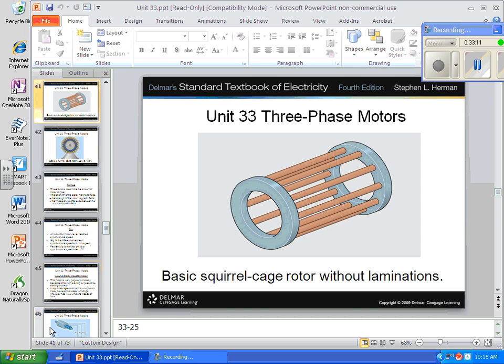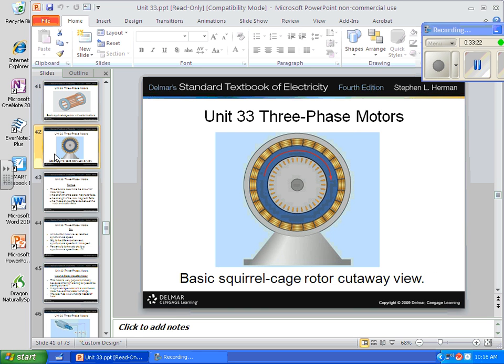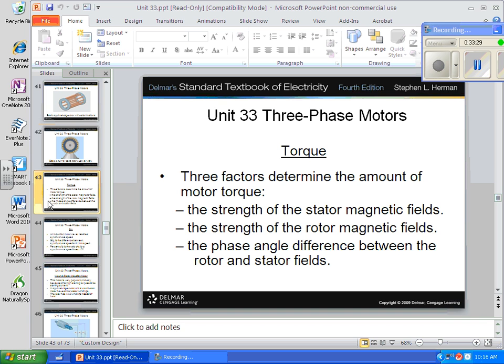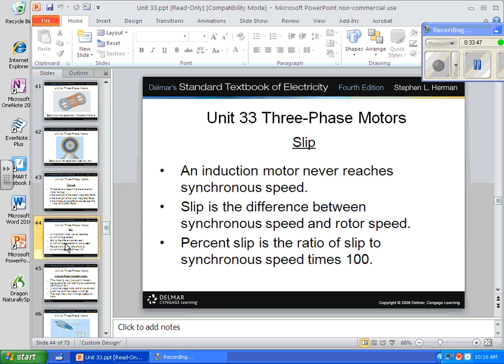Okay? And this is what it actually looks like if you get the iron plates off of it. It's very hard to see that part. Take a look at the end of it. If we just cut a piece off, it'll look about like that. That's a cutaway view. Three factors determine the amount of motor torque: the strength of the stator magnetic field, the strength of the rotor magnetic field, and the phase angle between the rotor and the stator. And in the synchronous motor, it's a 90-degree angle.